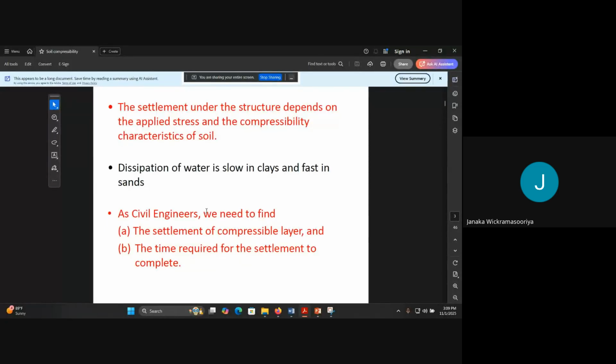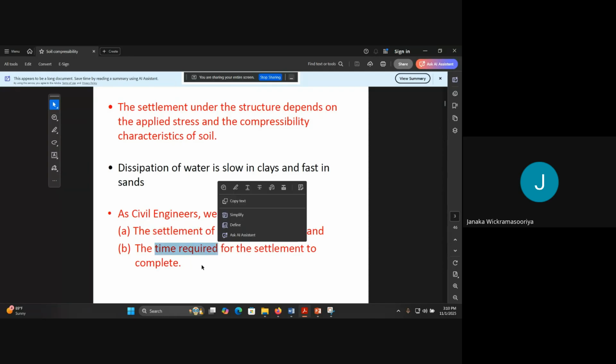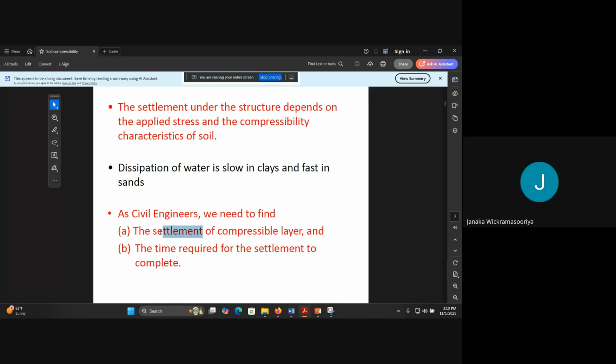Therefore, as civil engineers, we need to find the settlement of the compressible layer and the time required for the settlement to complete. As civil engineers, we are interested in the settlement, how much it will settle, the thickness of the settlement, and the time for that settlement. Right?